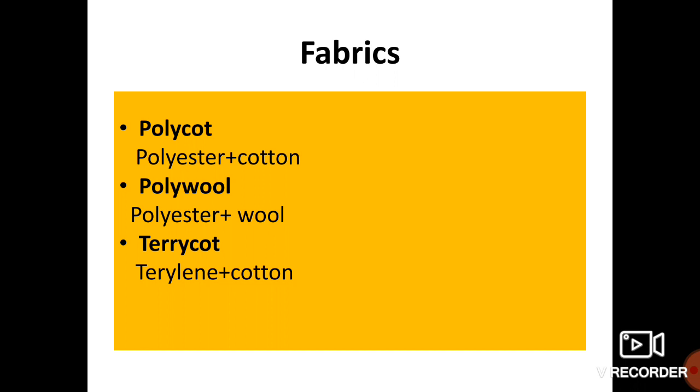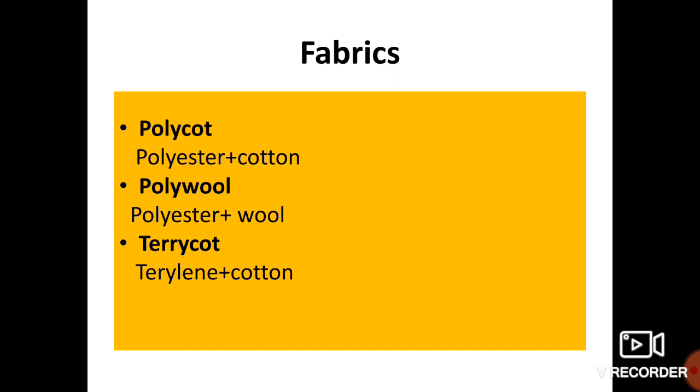Next is blended fabrics. Here you can see three types of fabrics, that is polycoat, polywool and terracoat. These are actually a combination or a mixture of two types of fabrics, one synthetic and the other one natural fabric. For example, polycoat is a mixture of polyester and cotton. Polywool contains polyester and wool. And terracoat contains terylene and cotton.